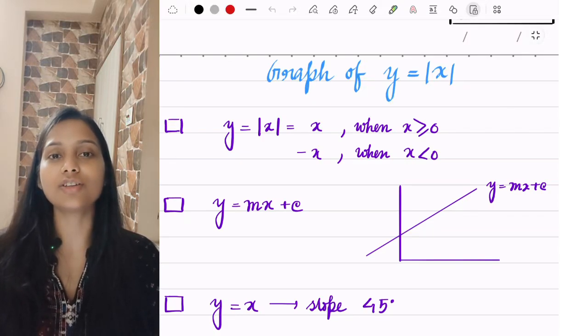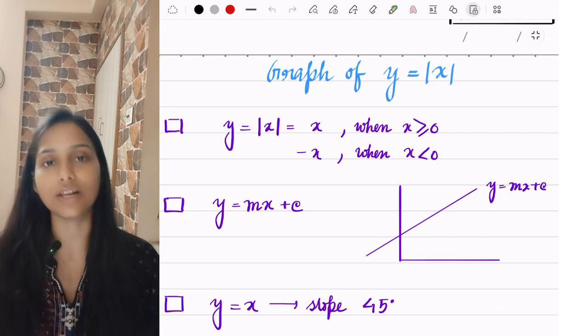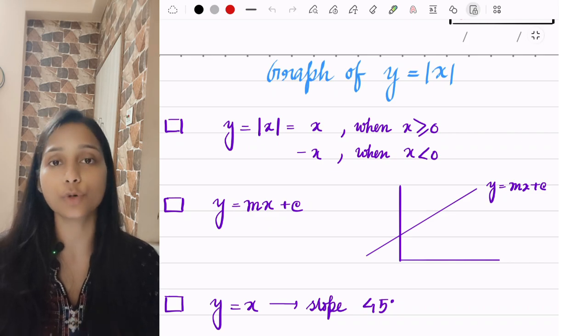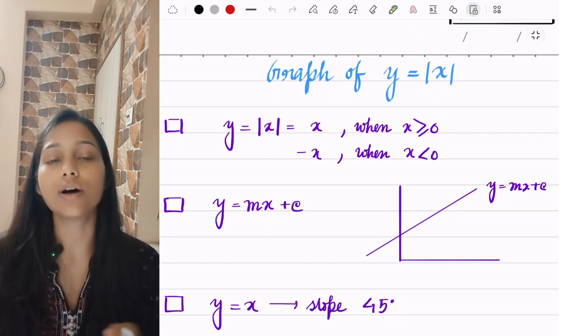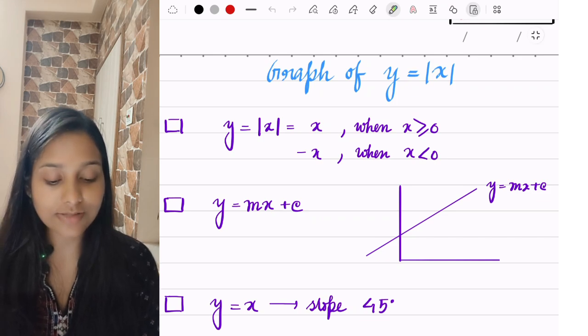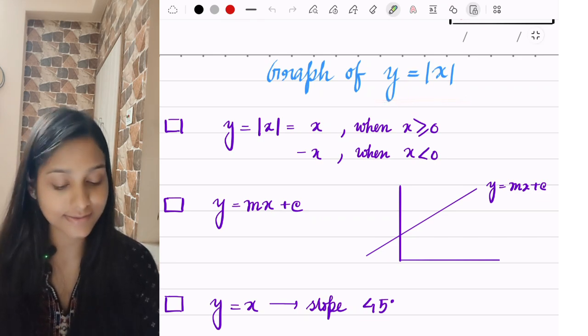Today's video will be on the function Modulus. It is a well-known function and we know that this function always gives a positive value whether we put a negative or a positive value. Okay, so we have this function y equals to mod x.